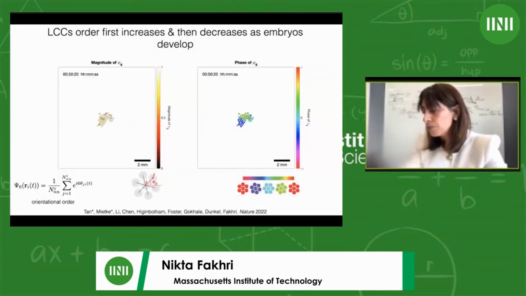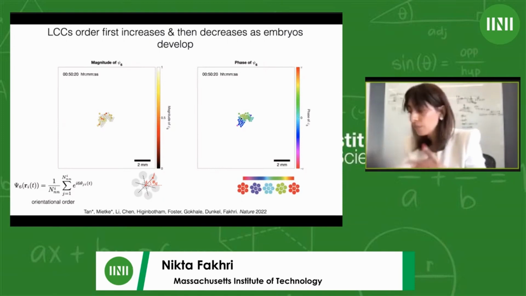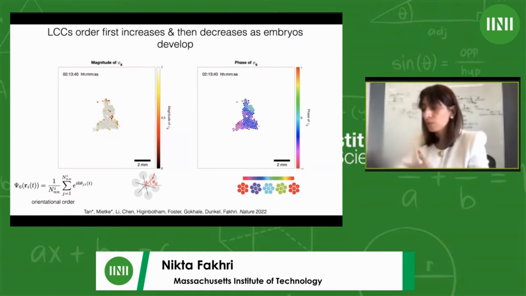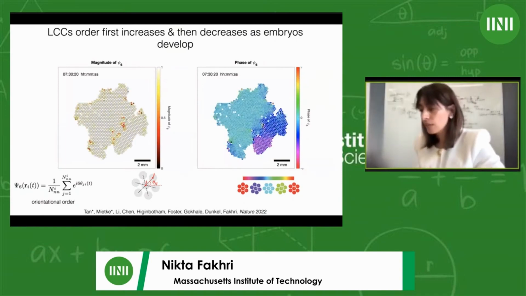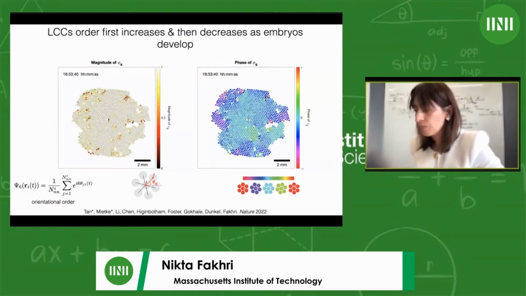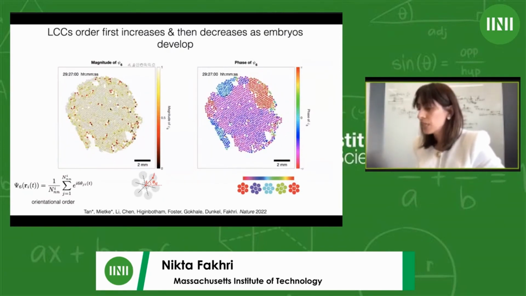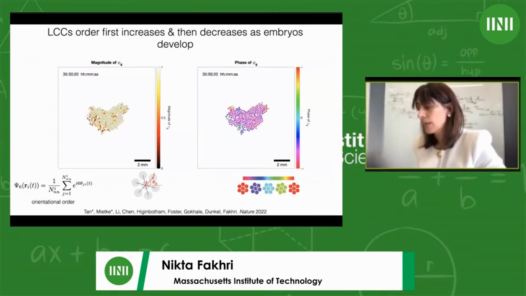Now I'm going to briefly focus on the properties of the crystal's ground state. And one of the features is that they nucleate and grow and dissolve naturally as the embryo progresses through development. And what we see is that crystalline order initially increases during the growth phase, whereas the dissolution is preceded by a loss of orientational, translational, and dynamic order.